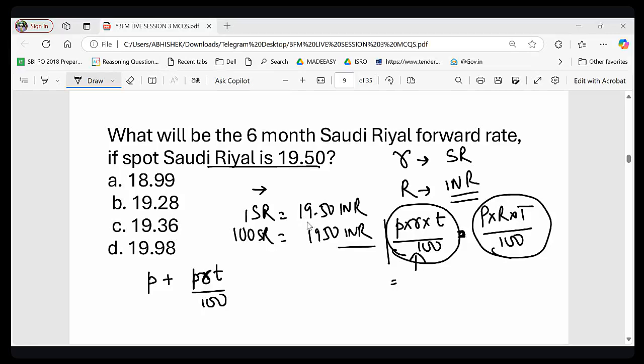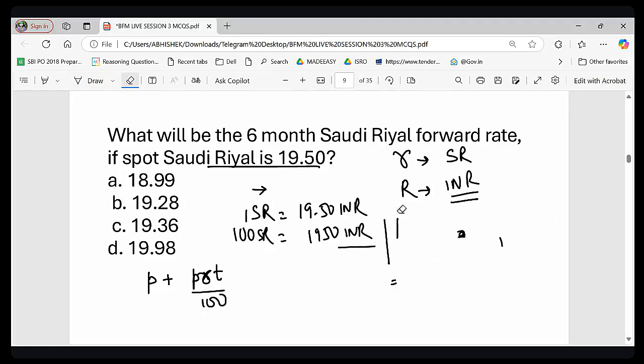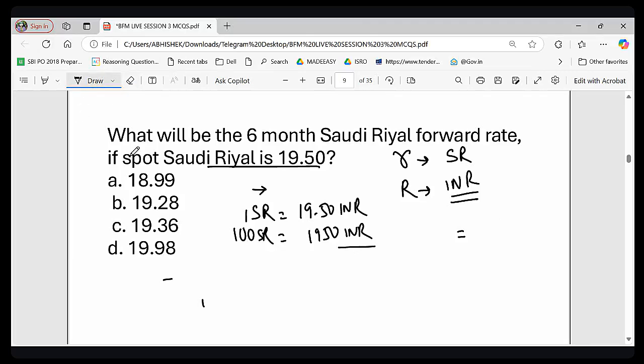Okay. So let's move step by step. First of all, calculate the interest for Saudi Riyal. How much would that be? So how much interest are you getting? How much interest are you calculating for both of them? For the Saudi Riyal, how much interest are you getting?